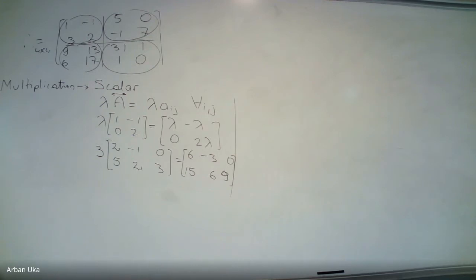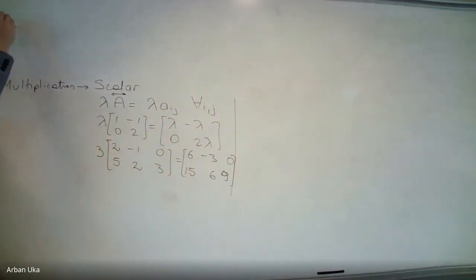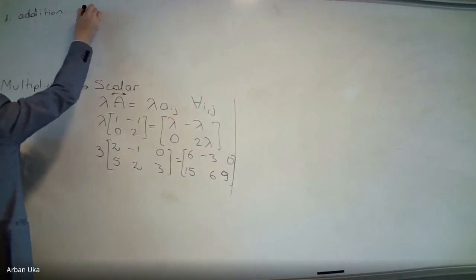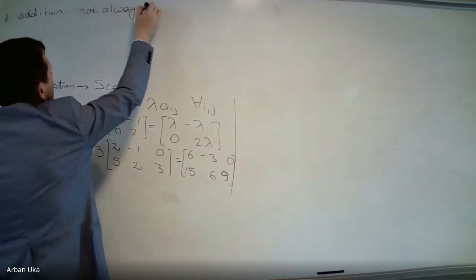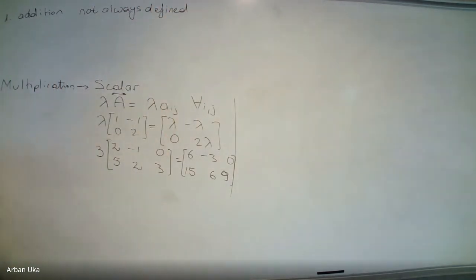No. If you have two matrices that don't have the same dimension, it's not defined. So we really have to be careful, because sometimes some operations are not even defined. By the way, let's use the board this way. The first operation that we may do is to add two matrices, addition. Careful, it is not always defined. It is not defined if two matrices do not have the same dimension.